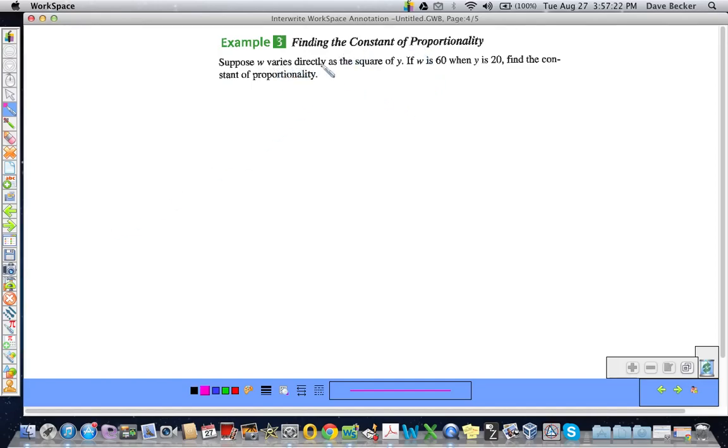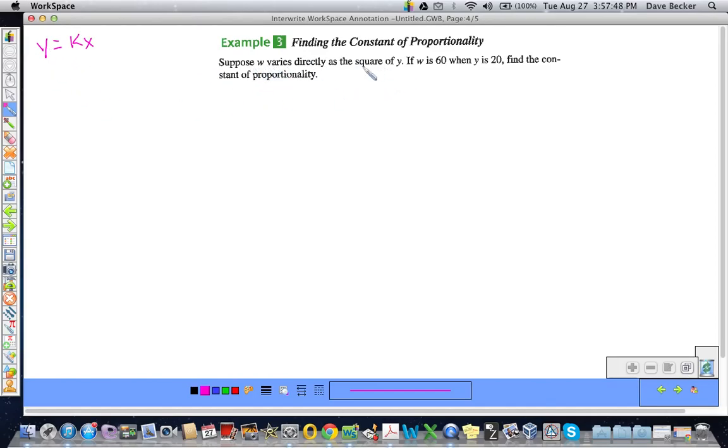Suppose y varies directly as... W varies directly as the square of y. So before I read anything else, I'm going to write that out. And I'm not going to read, I guess the general form y equals kx is good, but I don't want to put it down here because y is involved, and it's not involved in the same way that it's involved here.